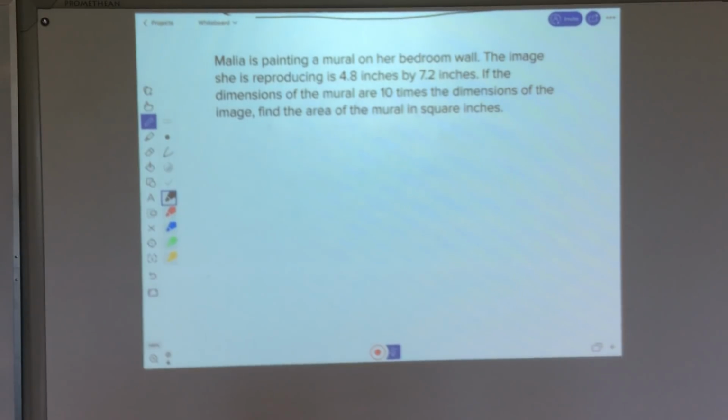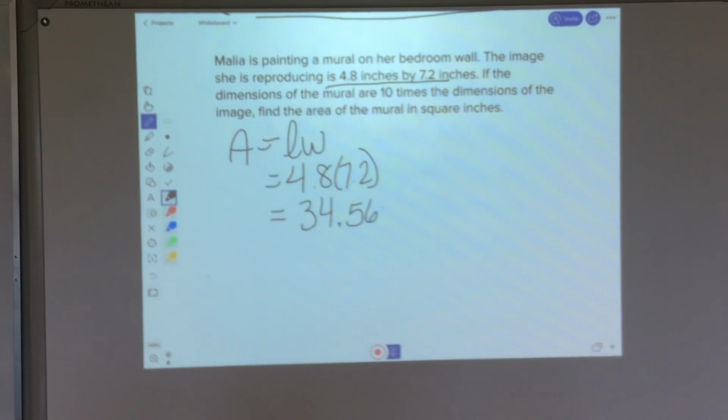Okay, so we're going to take that original picture, and we're going to find the area, which for a rectangle is length times width. So we need to take 4.8 times 7.2. And when we do that, we get an area of 34.56 inches squared. Okay, so this is our original image's area.